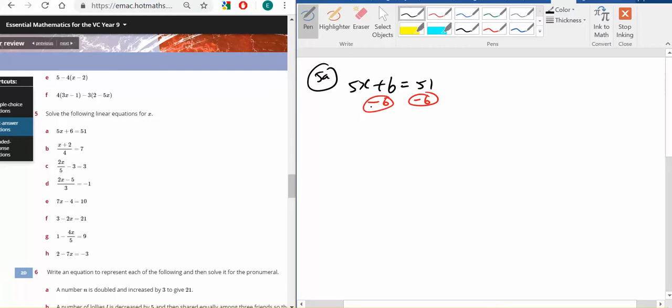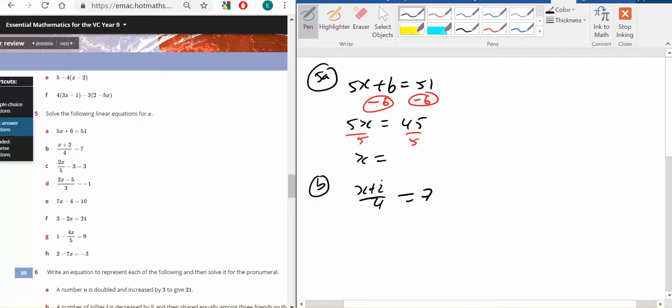So subtract 6 from both sides. 5x equals 45. I'm going to divide both sides by 5. So get x equals 9. For b, I've got (x plus 2) over 4 equals 7. Please get the first step right.